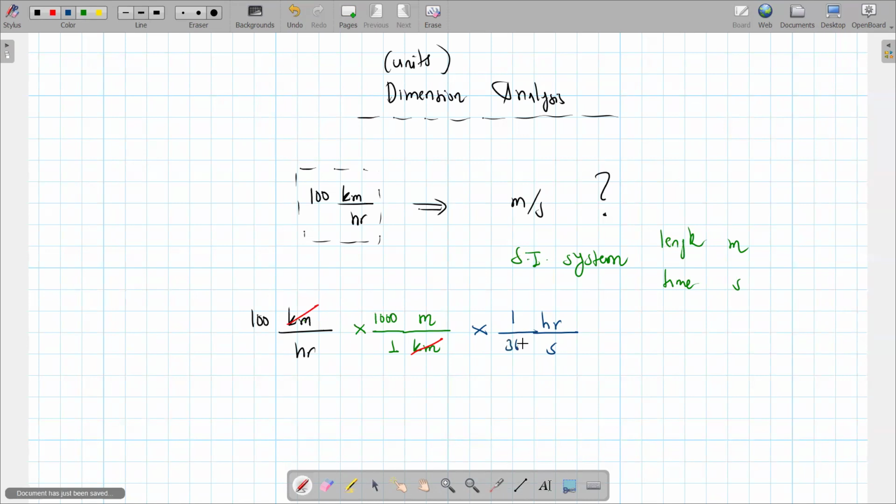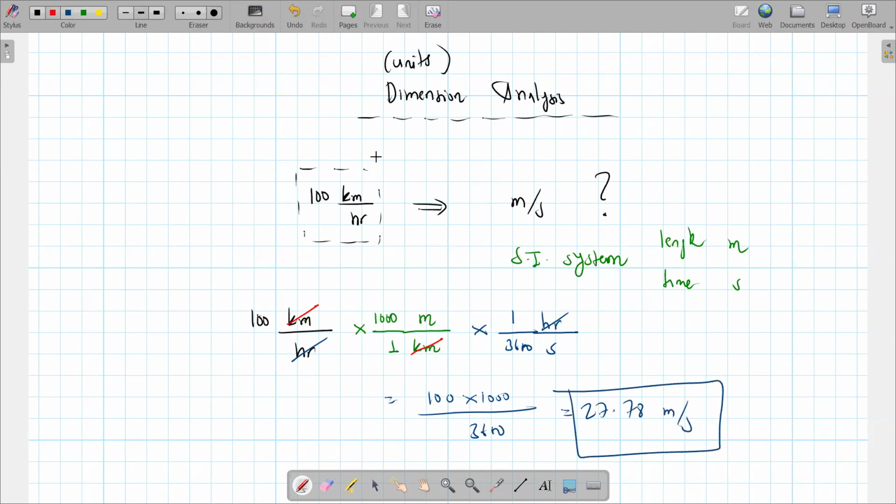3,600. So this cancels out with this. So the answer here will be 100 times 1,000 over 3,600. So let's see what that is. 100 times 1,000 divided by 3,600. That is going to be 27.78 meters per second.